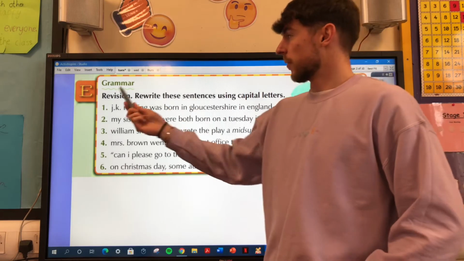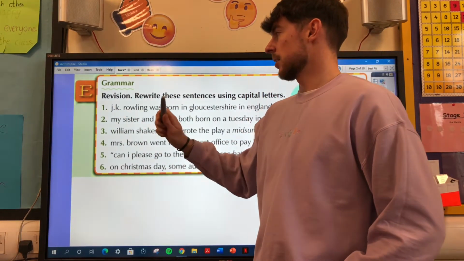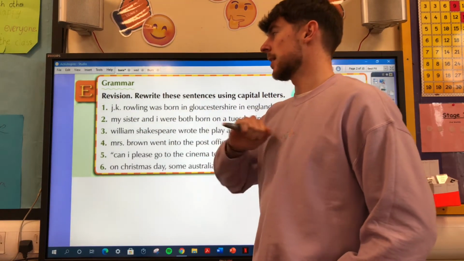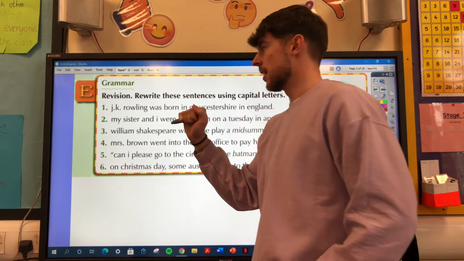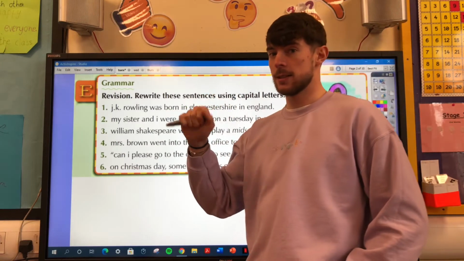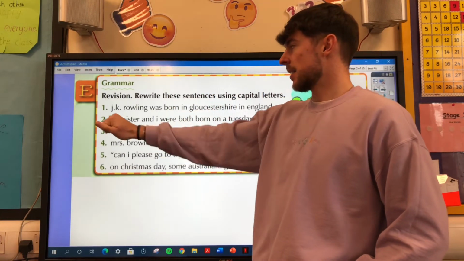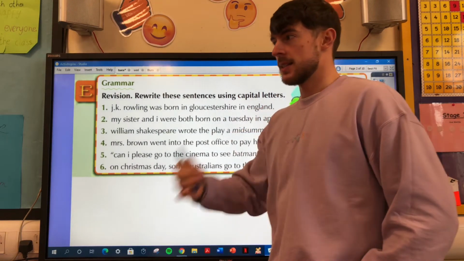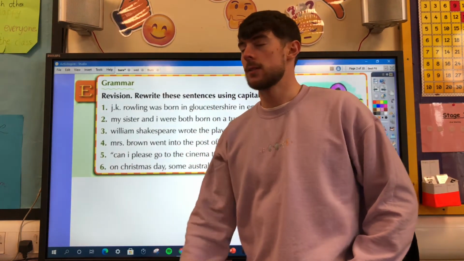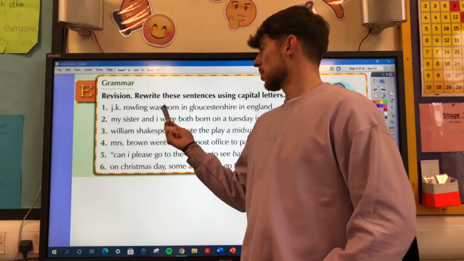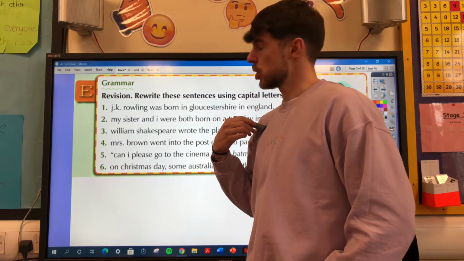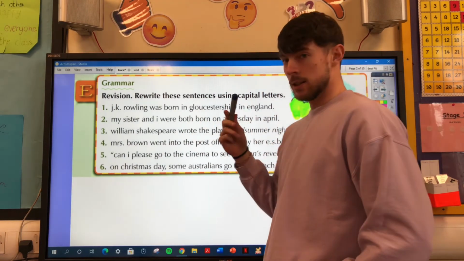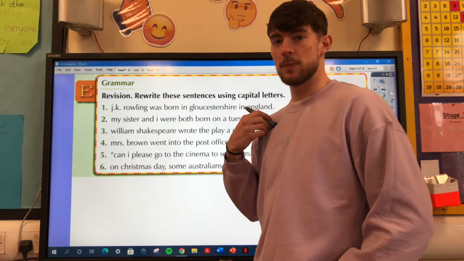Okay, so in the first sentence here, J.K. Rowling, what's going to get a capital letter there? In that sentence, J.K. are both going to be capitals because they're initials. And then the R at the start of Rowling is going to be capital as well because it's the start of her second name. Was born, anything there? Nope. In? No. Gloucestershire? Yeah, so that's the name of a place.